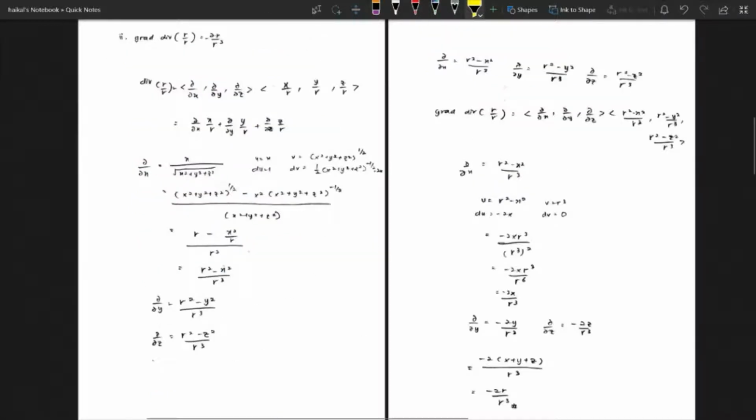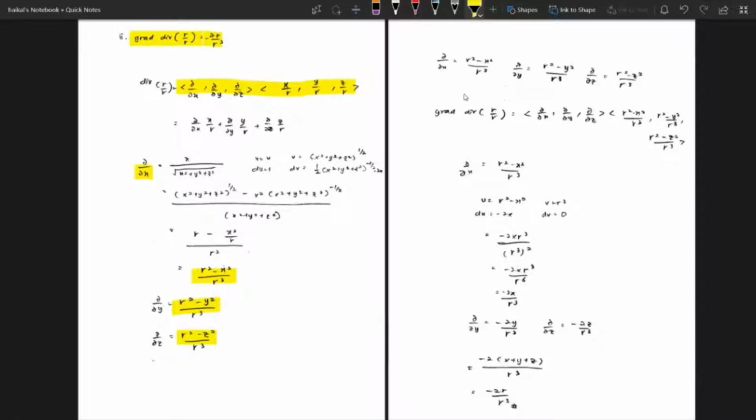Okay, we go to 2a Roman 2. So show that gradient divergence of (r over r) equal to negative 2r over r cube. So for divergence r over r, we use dot product, and then for partial over partial x, we get r square minus x square over r cube. For partial over partial y, we get r square minus y square over r cube. For partial z, we get r square minus z square over r cube.